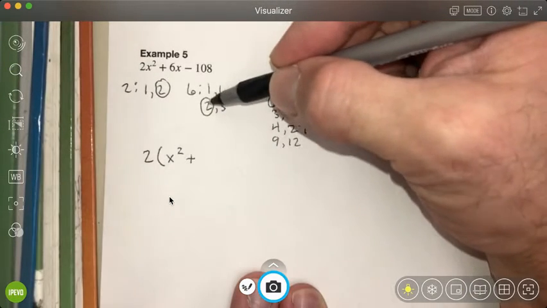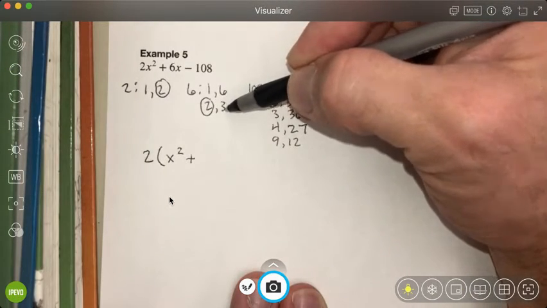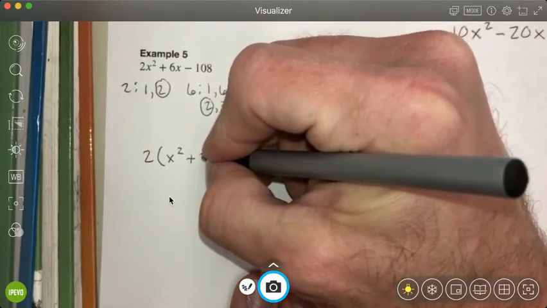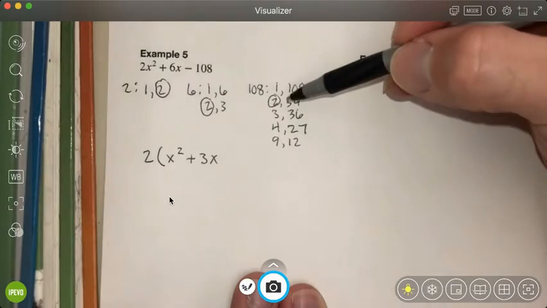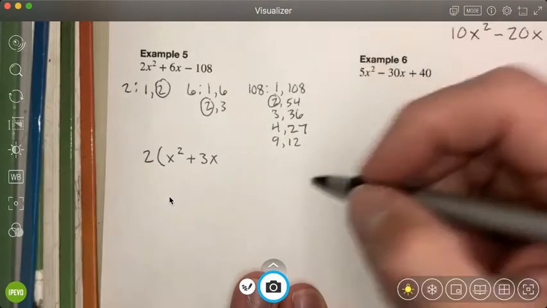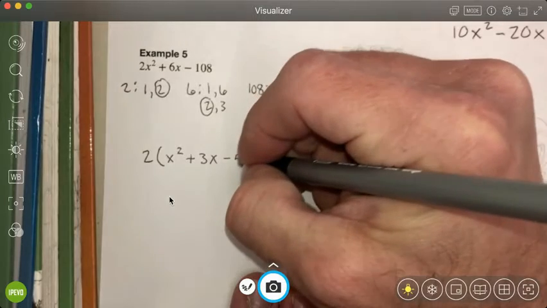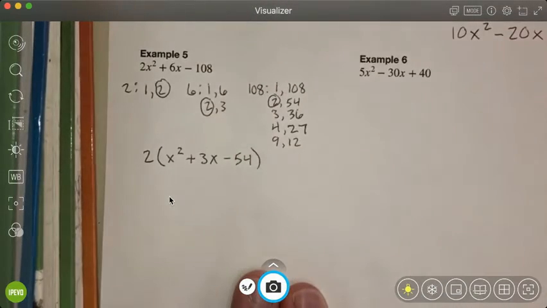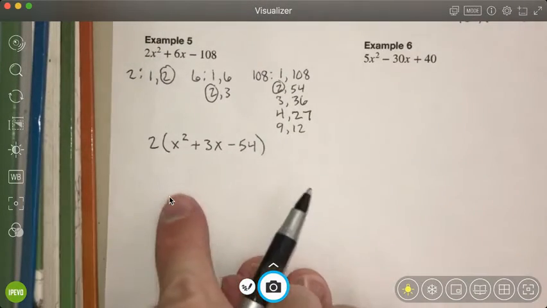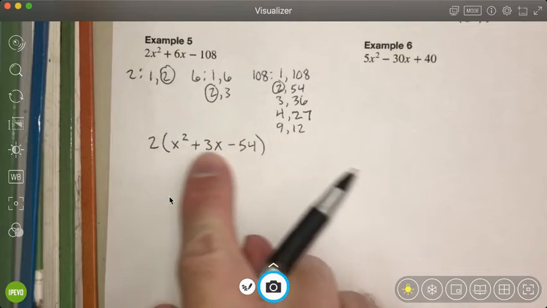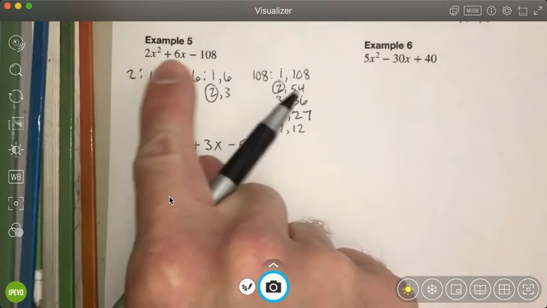So notice how the pair with 2 here is 3. So I'm going to have plus 3x. And the pair here with 2 is 54. So I'll have a minus 54. All right. The nice thing about this is this gives me a much easier trinomial to factor than what I had before.